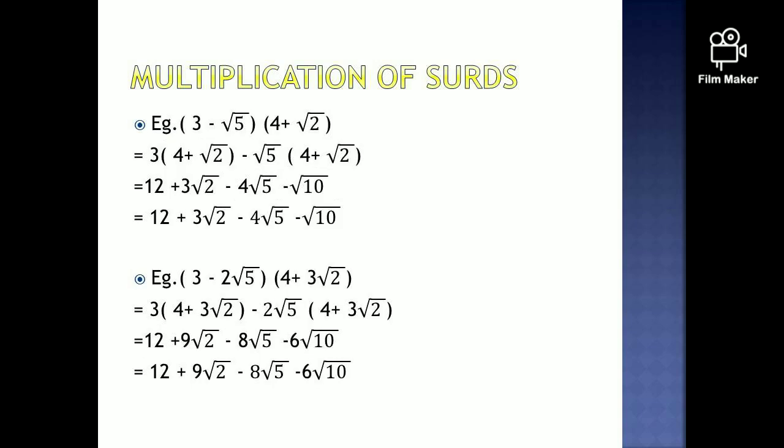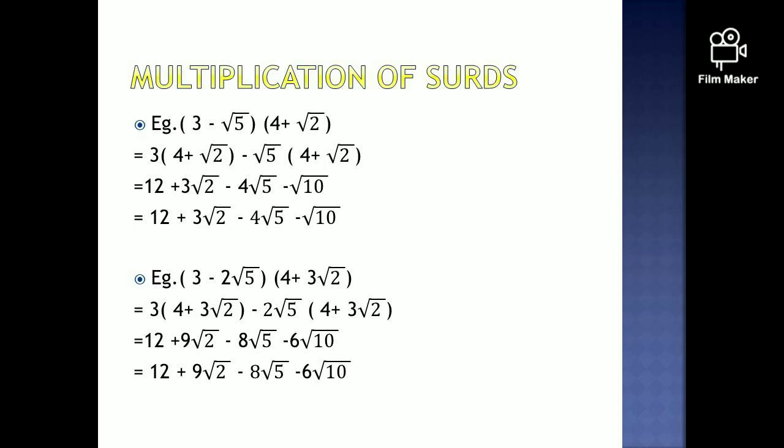In this example, we need to simplify (3 minus root 5) into (4 plus root 2). We have to remove the brackets and simplify further. Then I'll multiply the second bracket, 4 plus root 2, with 3 first. Then 4 plus root 2 with minus root 5.